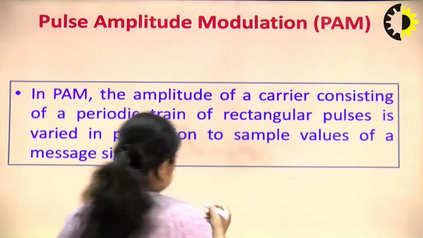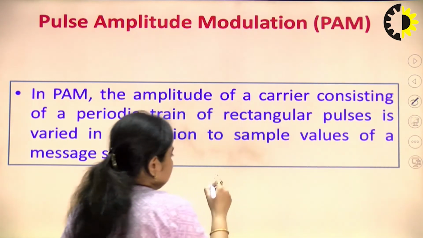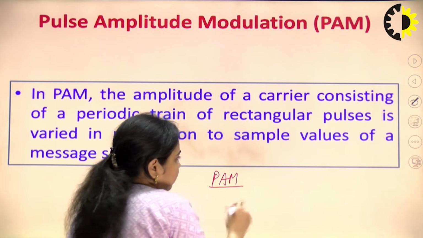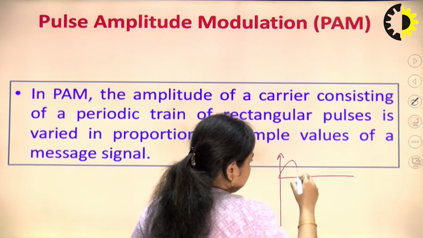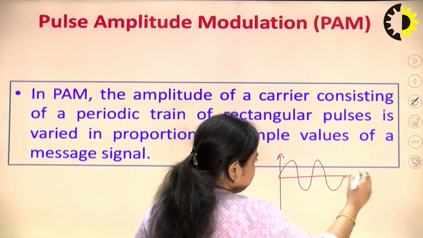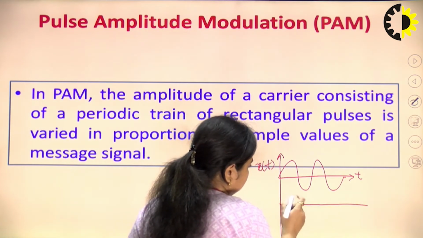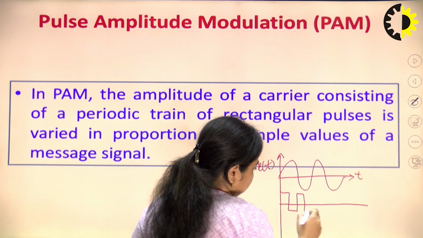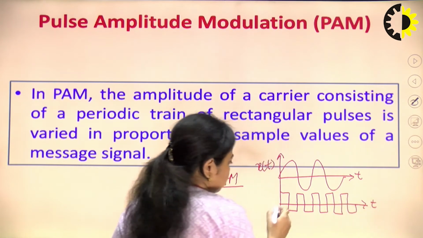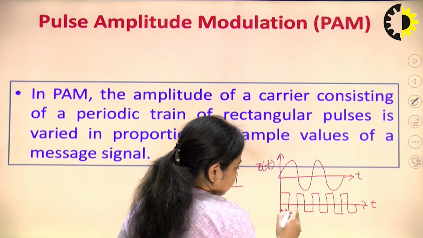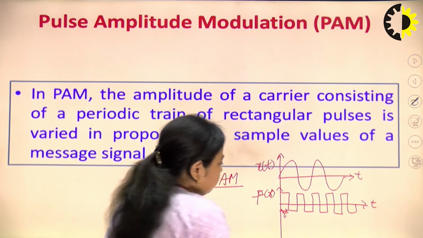So basically what we are going to do in PAM, that is pulse amplitude modulation. Let's say this is a message signal whose amplitude is denoted by x(t) versus t. Now this is being modulated using a carrier signal. Now this carrier signal is a train of pulses. The width of each of the pulses is denoted by tau, and this is c(t). You can also represent it by p(t) also.